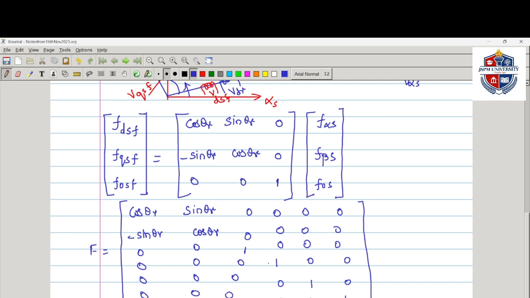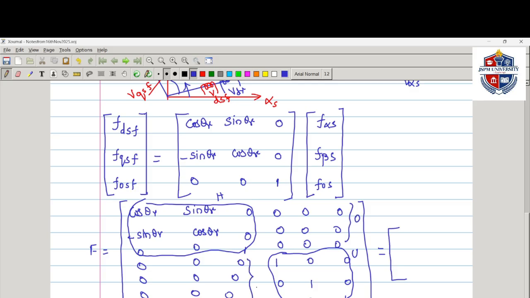So now let me write it in a short way. We can have the small 2 cross 2 matrix. I am taking this entire matrix as the H matrix, and this we already know is the unit matrix U, and this is the zero matrix, this also a zero matrix. So we can write now this is H matrix, 0, 0, and unit matrix U.